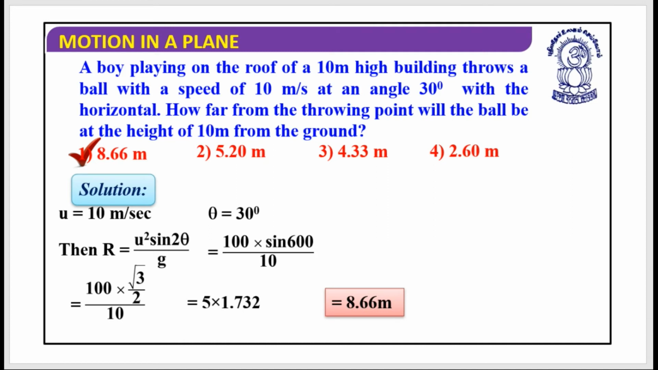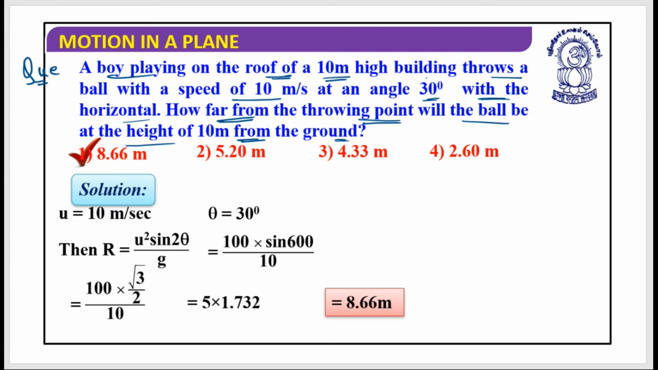What does it say? It says that a boy playing on the roof of a 10-meter high building throws a ball with a speed of 10 meter per second at an angle of 30 degrees with the horizontal. How far from the throwing point will the ball be at a height of 10 meter from the ground? This is what you require. Now tell me, how could you do this?